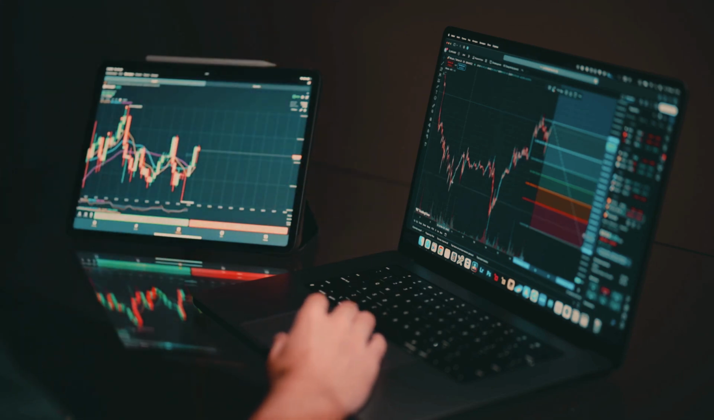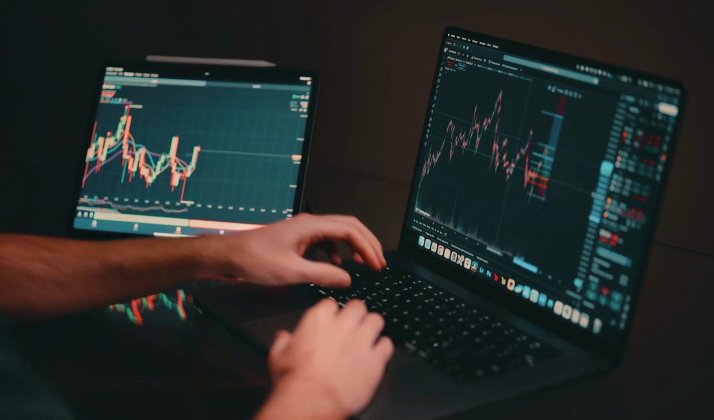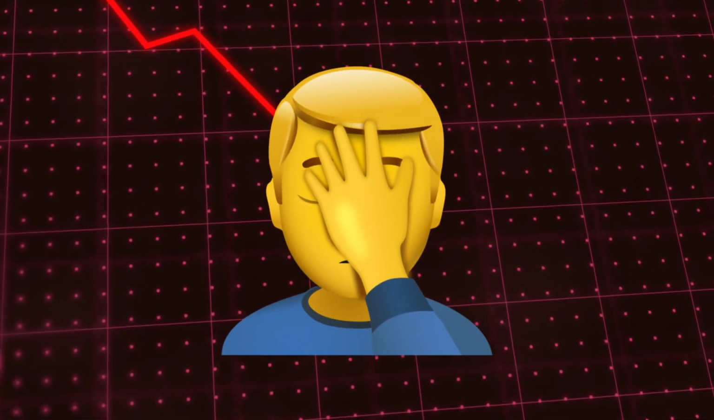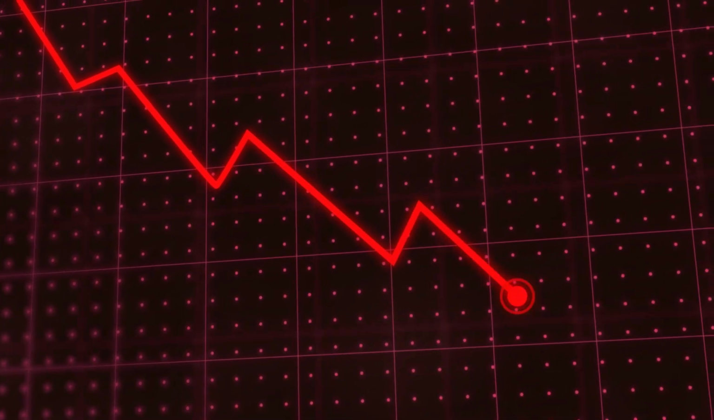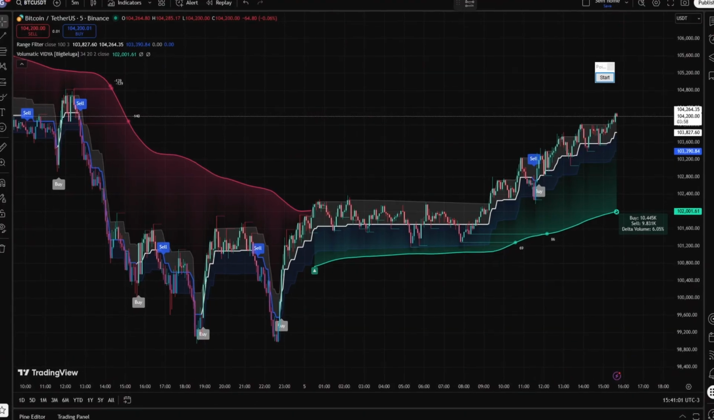Have you ever noticed how there are hundreds of buy and sell indicators out there? And most of them just make you waste time and money. They promise to show you when to buy and sell, but end up generating dozens of false signals. But today I'll show you the buy and sell indicator that really works.